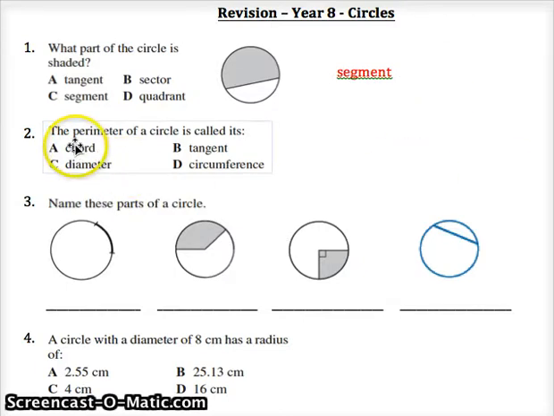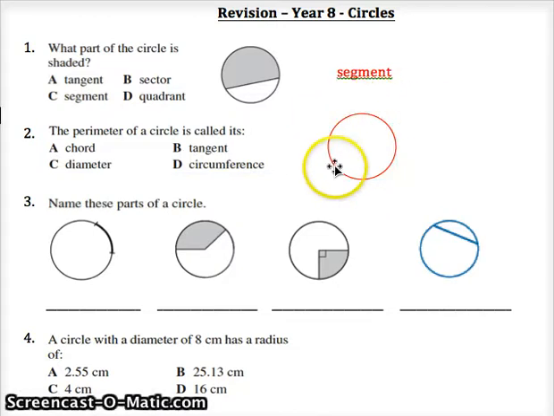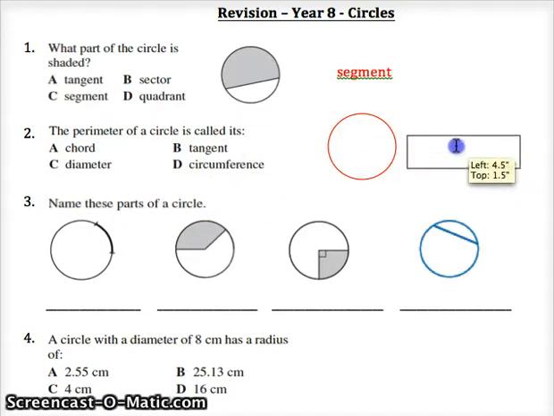In the second question, the perimeter of a circle, we have to see what it's called. Now we know that the perimeter of a shape is the outside, it's the distance around the shape. So the perimeter of this circle is the outside of the circle, and its special name is called the circumference. So our answer there is circumference to question 2.